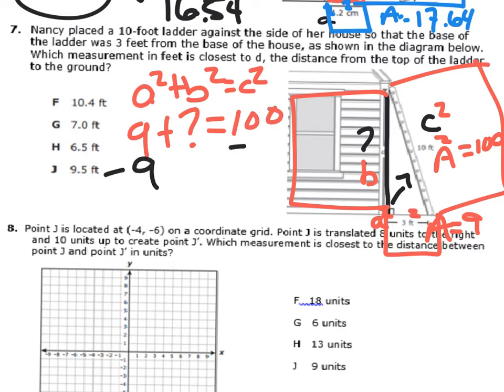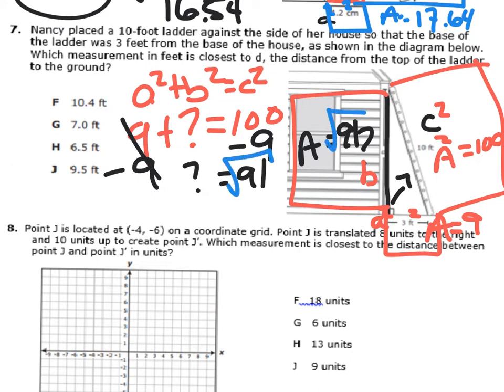Minus 9, minus 9. This cancels out, so I am left with 91 is this missing area. So this area is 91. But I don't want the area, I want the side length. So we have to do one more step, the square root of 91, the square root of that area in our calculators, and we end up with 9.53939. If I round to the nearest hundredth, 9.54.